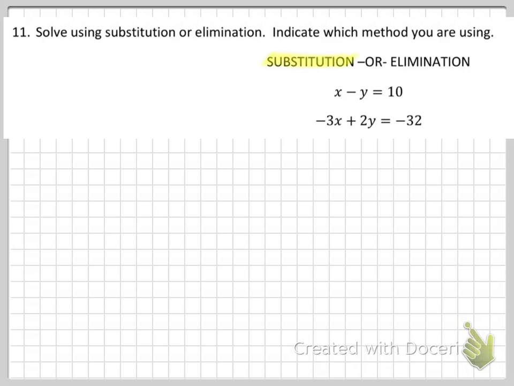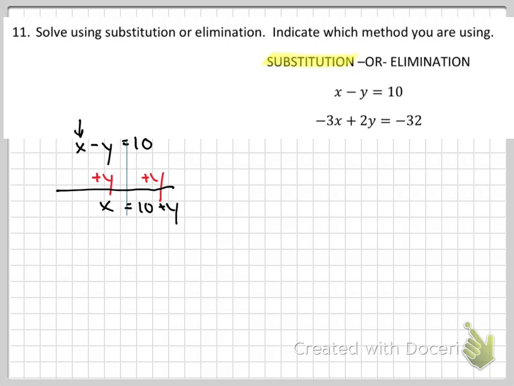So let's start doing this problem using the substitution method. So substitution means the first thing I have to do is isolate one variable. I'm going to choose to isolate the x because it's almost all by itself. All I have to do is add y to both sides of the equation in order to successfully isolate the x. So this gives me the equation x is equal to 10 plus y, or y plus 10.